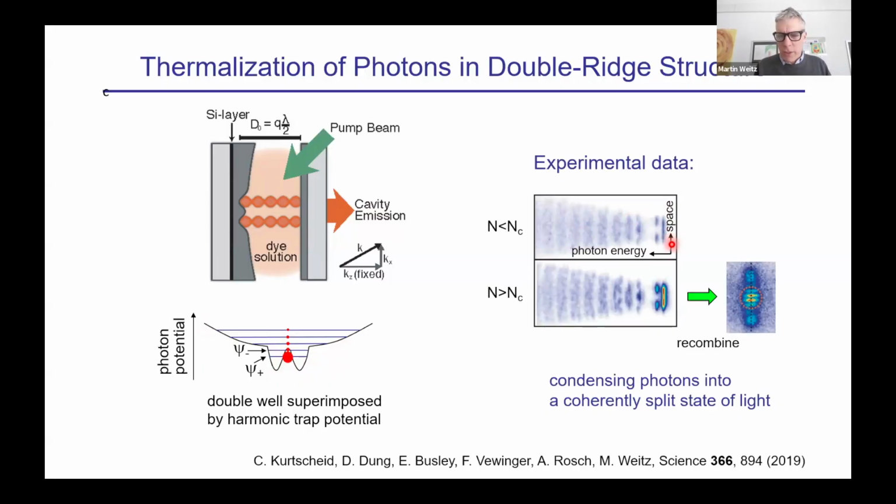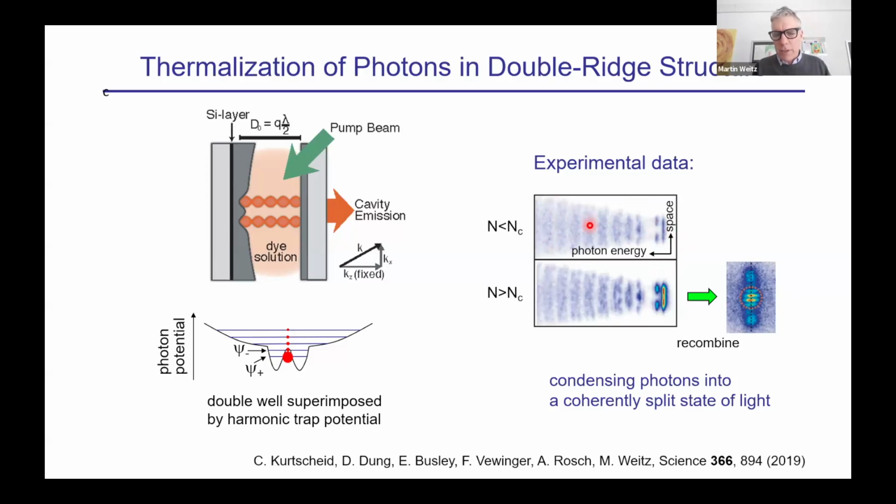So these are images showing the photon energy versus space along the double well axis. And this is the symmetric ground state, and this is the antisymmetric first excited state. And here you see the higher energetic harmonic oscillator states.